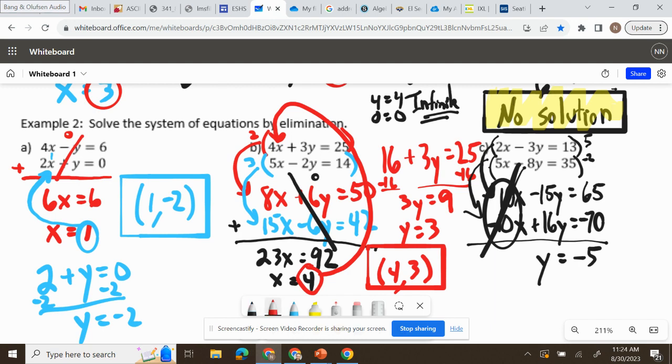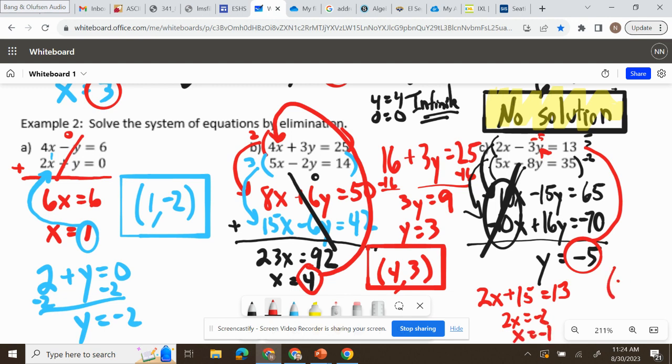Now, once I have my negative 5, I'm going to plug it into either the top or the bottom. I think I'm going to pick the top. Negative 3 times negative 5 gives me 15. So I have 2x plus 15 is equal to 13. I subtract the 15 and I get 2x equals negative 2. So x equals negative 1. So my ordered pair is negative 1 and negative 5.